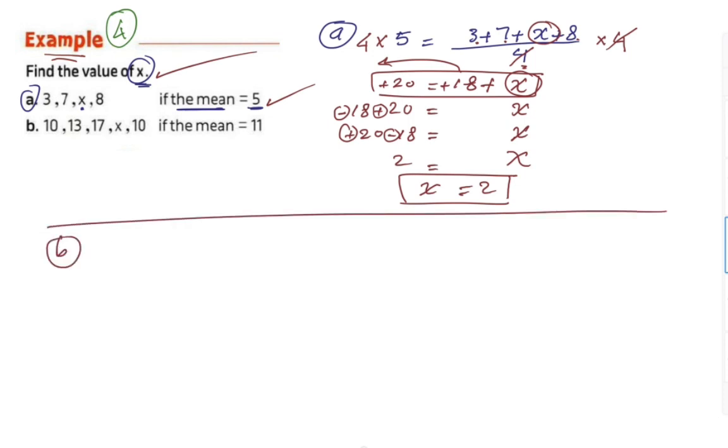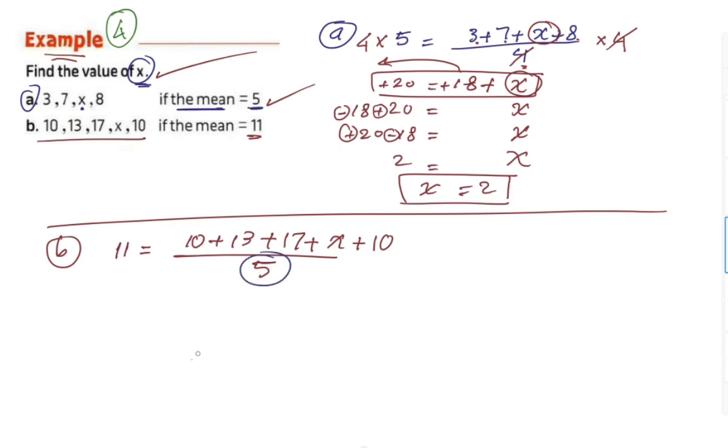Okay, part b. I have the mean equal to 11, and I have these values: 10, 13, 17, x and 10. Now the mean equals 11, so 11 equals the summation of these values, 10 plus 13 plus 17 plus x plus 10, over what number of them? 1, 2, 3, 4, 5. Over 5. Now to find the value of x, just solve this equation.